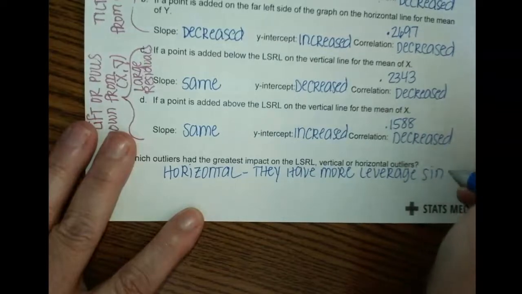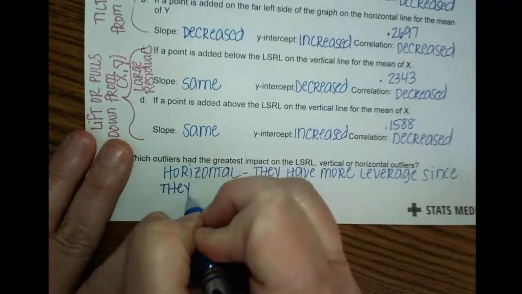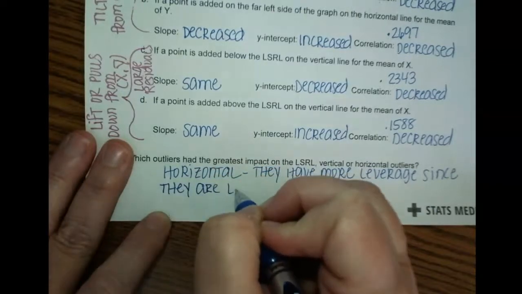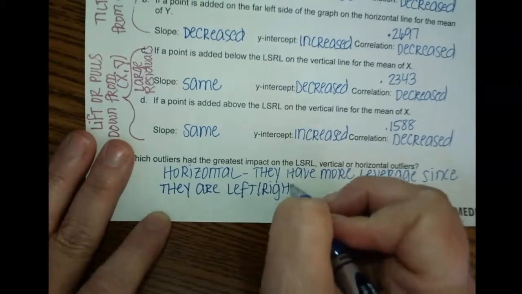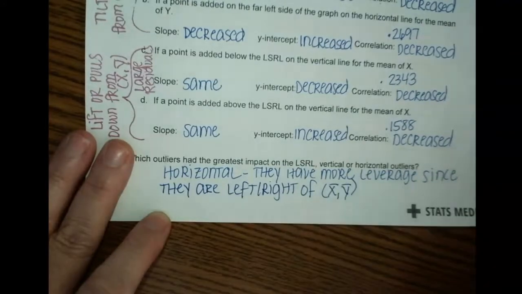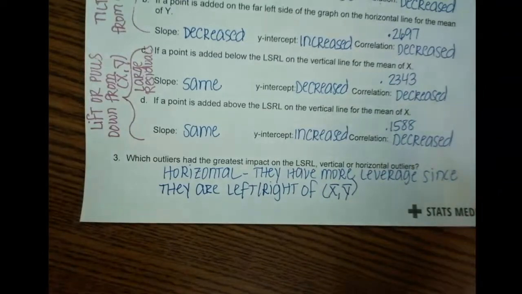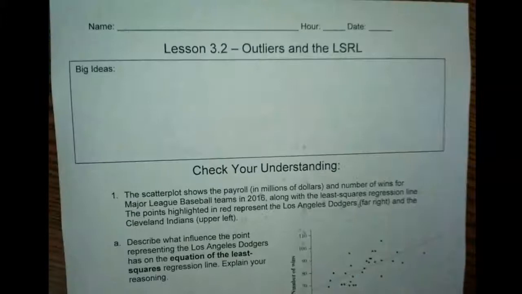Since they are left or right of the balance point, when they're left or right, they create more of a change. If they're up or down, they create less of a change from the X bar, Y bar, this balance point. So let's flip this over. I have some summary stuff to tell you.